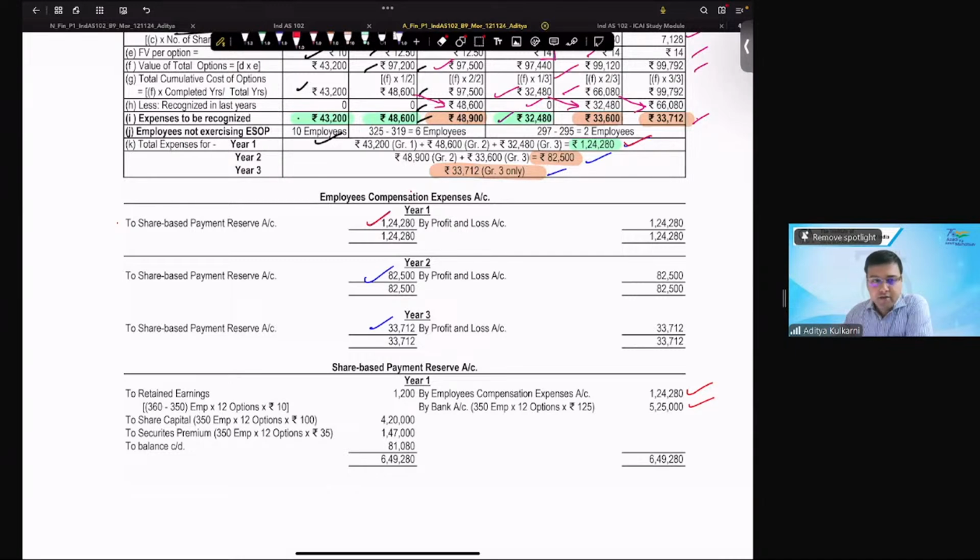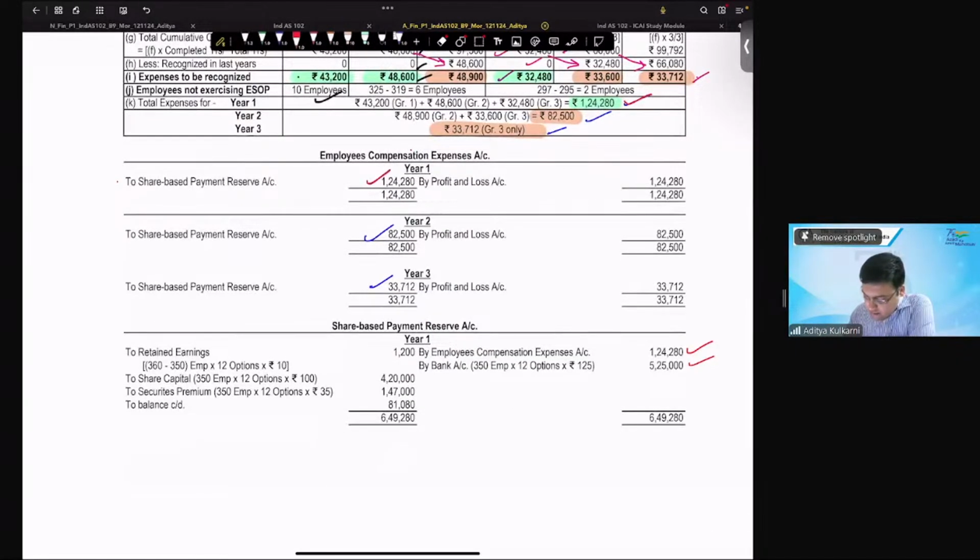Then the entity has received 5,25,000. Number one, it has forfeited 1,200. It has allotted shares having face value 4,20,000 and securities premium of 1,47,000. So the balance carried forward in SBP reserve is 81,080. Are we okay with this? Yes. Boys and girls?